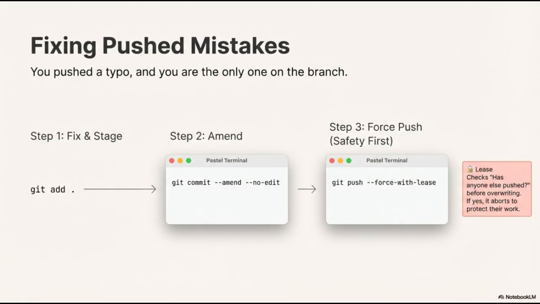Finally, since the commit history has been altered, you must use a force push to update the remote repository. For enhanced safety, use git push --force-with-lease. This command checks if anyone else has pushed to the branch since your last fetch. If new work is detected, the operation will abort to protect their contributions from being overwritten.